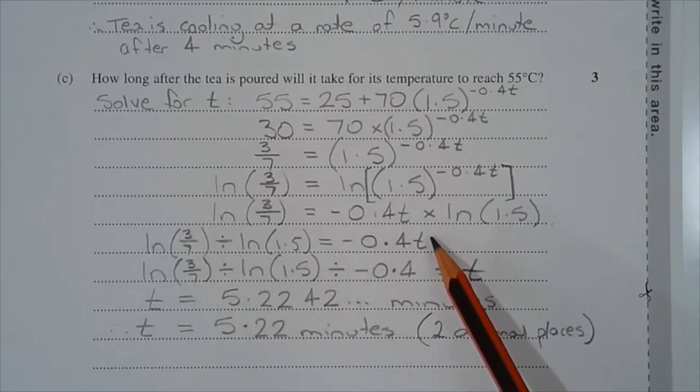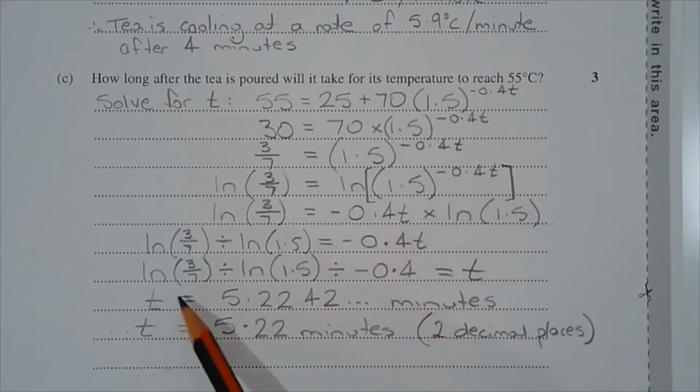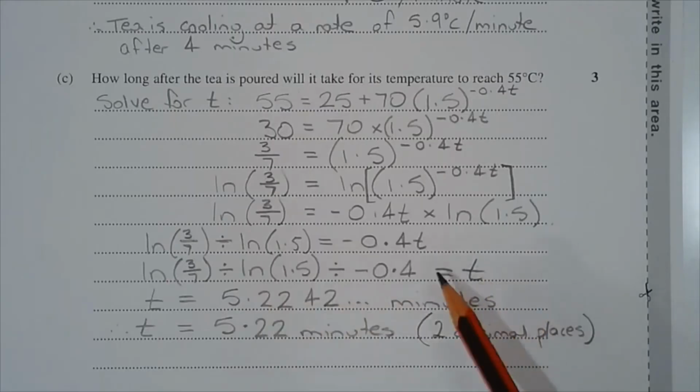And then finally divide both sides by negative 0.4. So ln 3/7 divided by ln 1.5 divided by negative 0.4 equals t. So evaluating the left-hand side, we get t equals 5.2242... minutes, and rounding that to 2 decimal places, t equals 5.22 minutes.